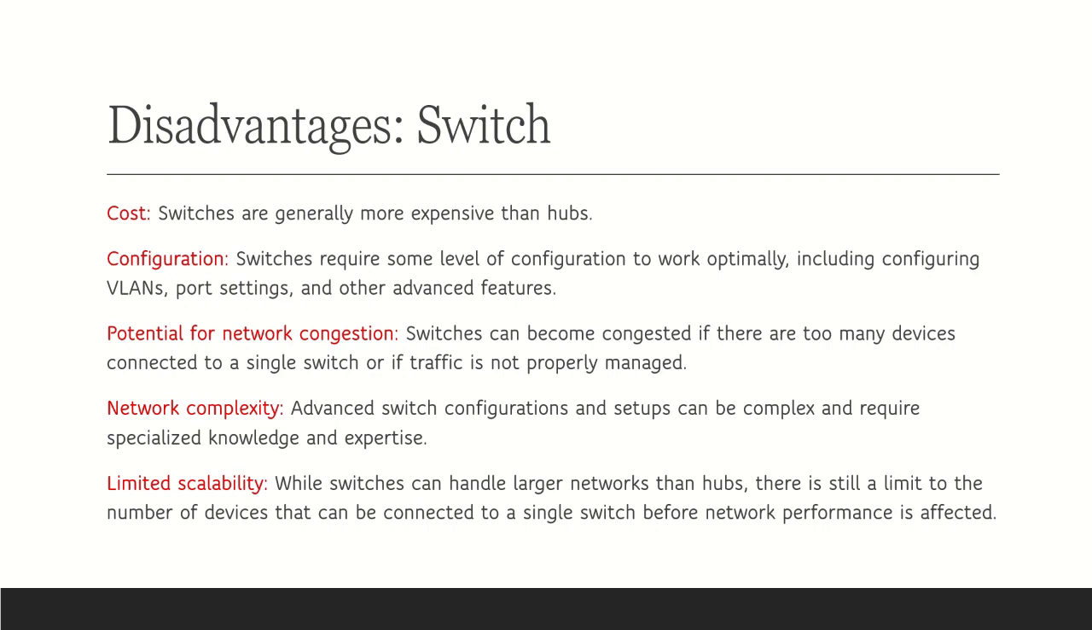Some disadvantages of a switch are high cost, complex configuration, and potential for network congestion. Congestion means that congestion may occur because too many devices are connected to a single switch, or traffic is not properly managed. Network complexity: advanced switch configuration and setup can be complex and require specialized knowledge and expertise. Limited scalability: while switches can handle larger networks than hubs, there is still a limit to the number of devices that can be connected to a single switch before network performance is affected.